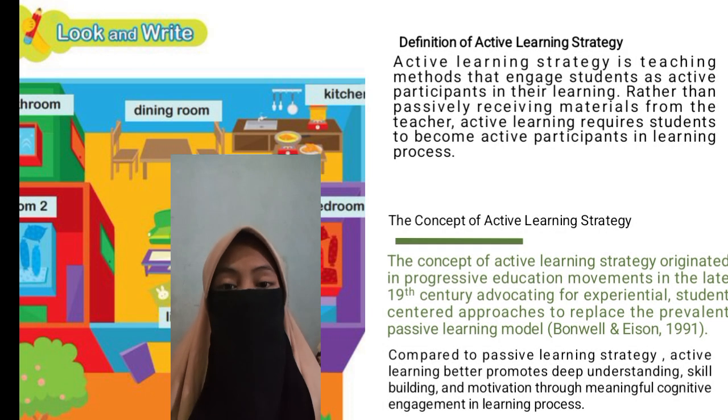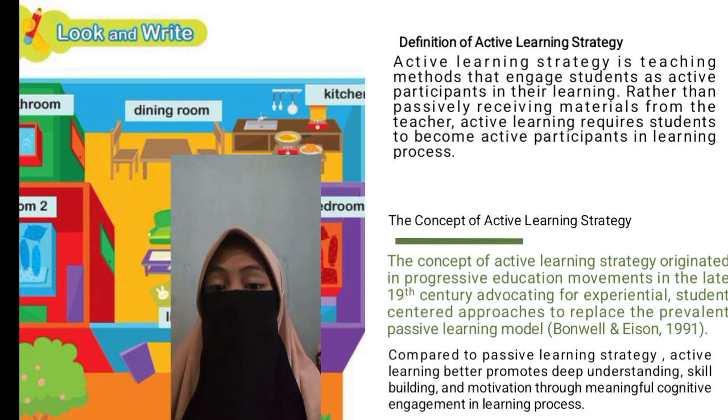Okay, then we continue to active learning strategies. The first here is the definition of active learning strategies. Active learning strategy is a teaching method that engages students as active participants in their learning rather than passively receiving materials from the teacher. Active learning requires students to become active participants in the learning process.